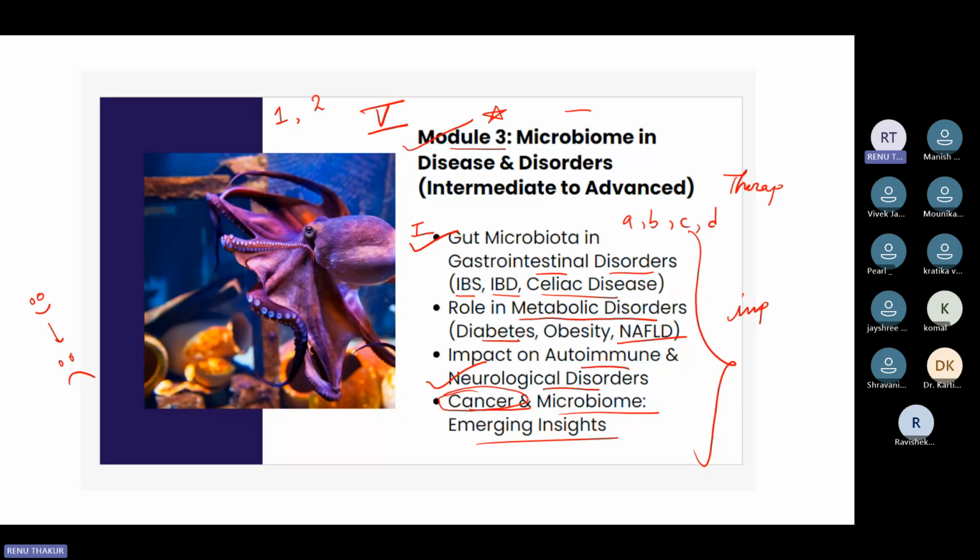So we have to understand this module 3 in very much detail, then only we will be able to grasp the therapeutic approach. And if you are able to grasp each and every topic of module 3, then you will be able to state what is the actual role of the gut microbiome in controlling our normal physiology or normal metabolic machinery going on in our body. So we will study it in a bit of detail.